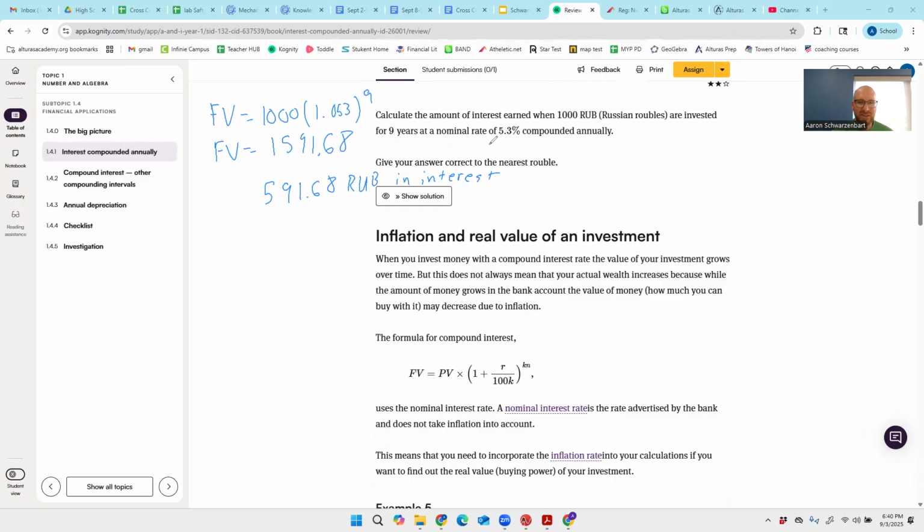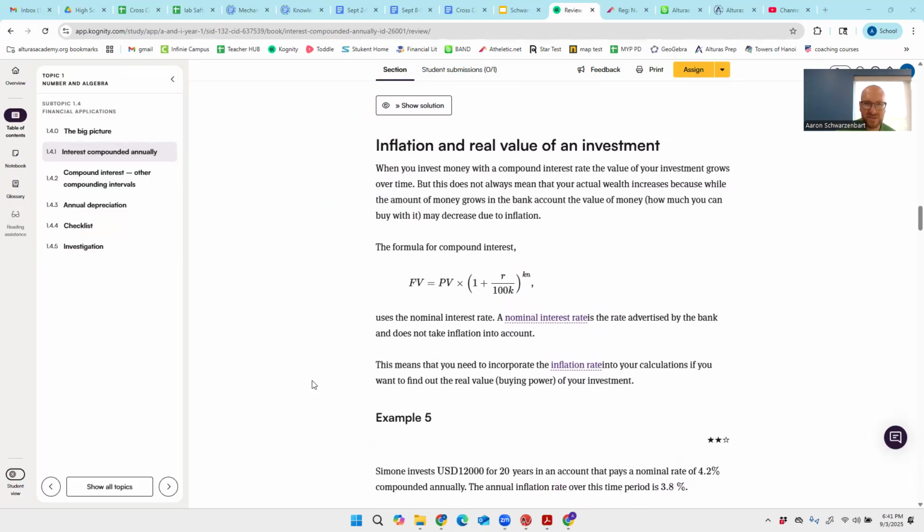Now, here's the thing about interest, though. Interest isn't quite as good as it sounds because there's also inflation. And $100 from 100 years ago is worth a lot more than $100 from today. So if you want the actual real value of your investment, you have to deal with the inflation rate, because your money is not worth as much after it's inflated.